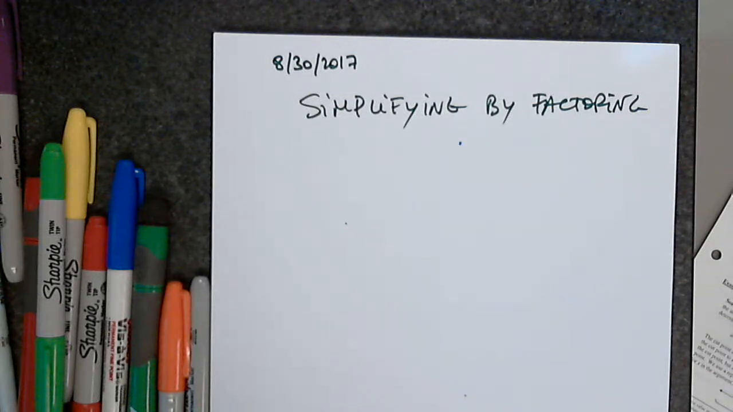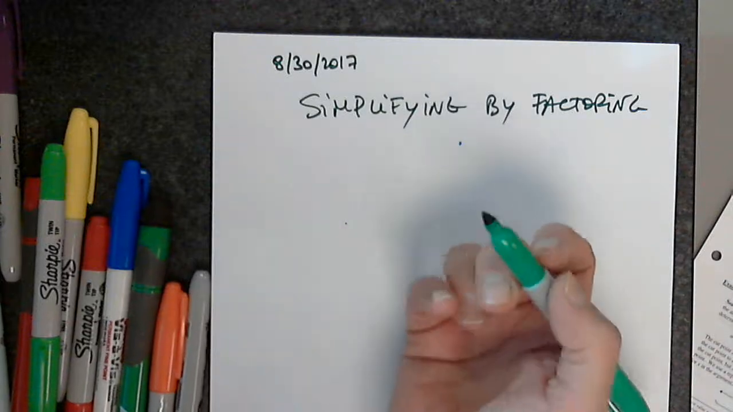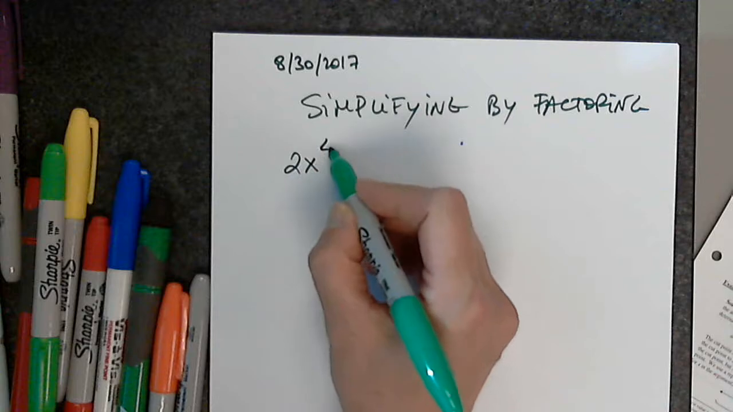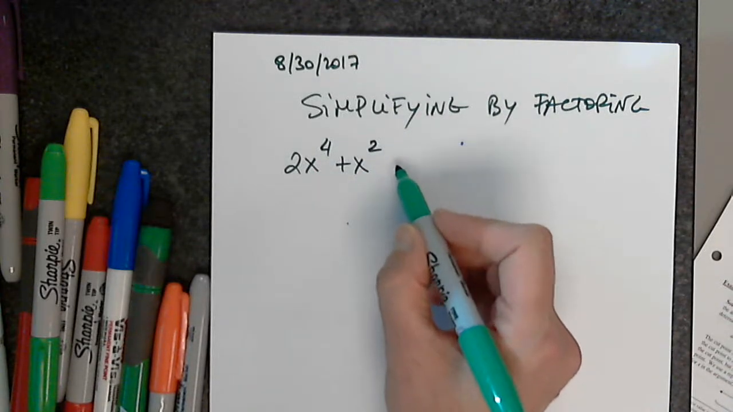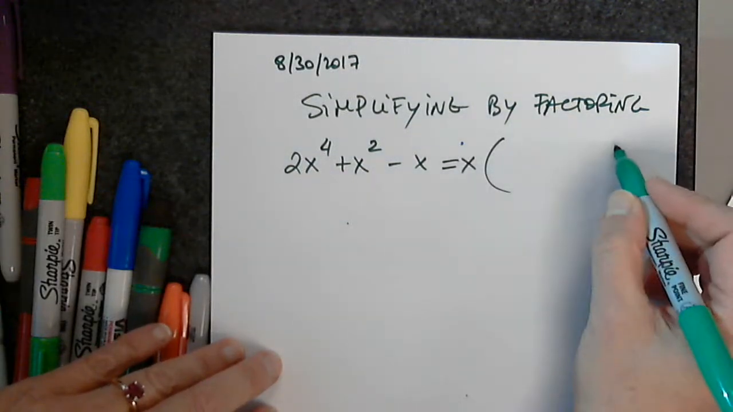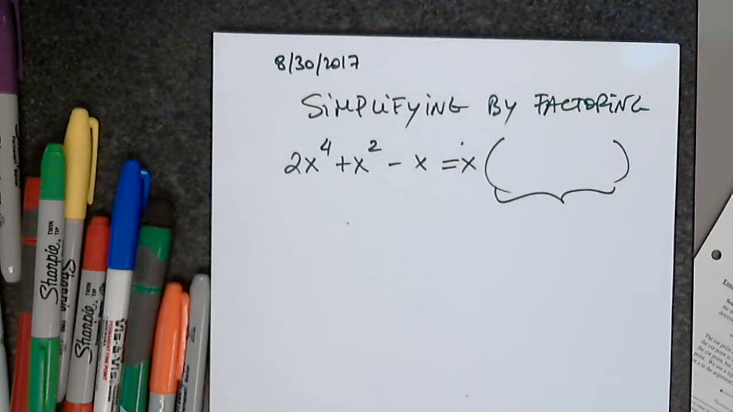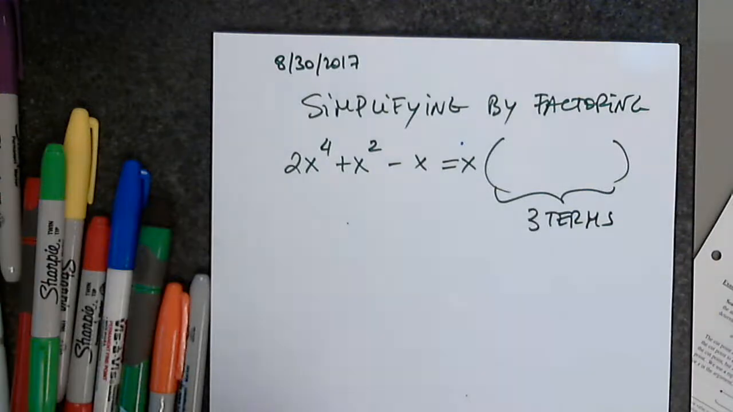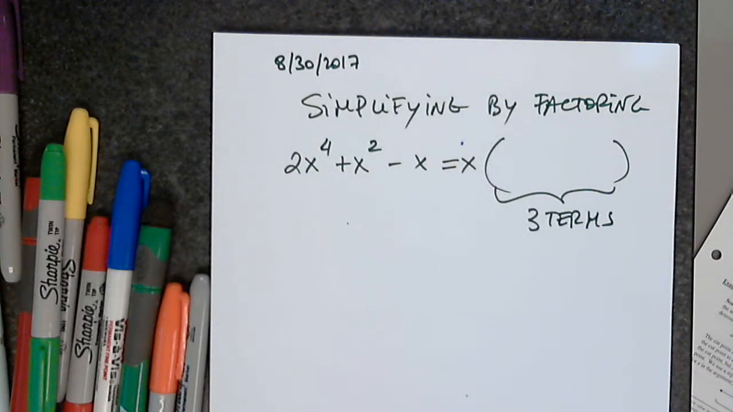Okay, let's start with a very simple example. Here it is. Let's say I have the following polynomial: 2x to the 4th plus x squared minus x. And I see that this polynomial has how many terms? 3. Good. And I see that it has something in common. X. Yes, so x will be factored out, indeed. How many terms do I have to have left in parentheses? 3. Absolutely 3. If I have anything else but 3, something is wrong.